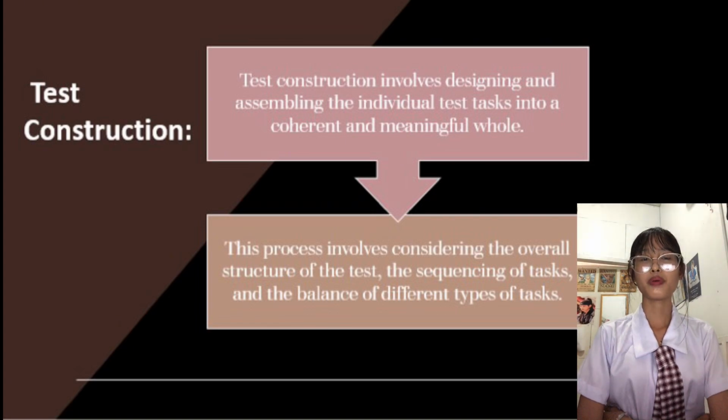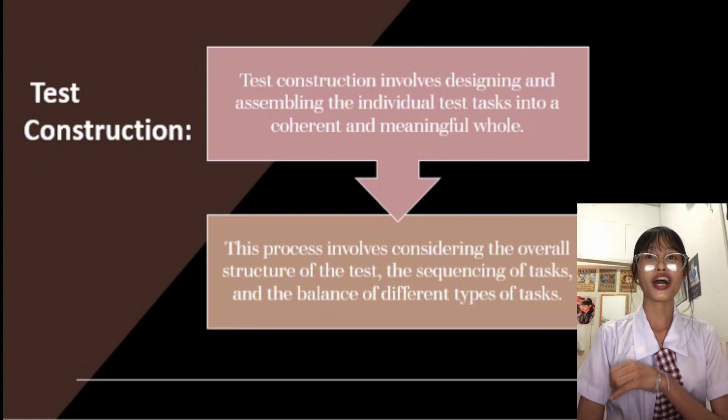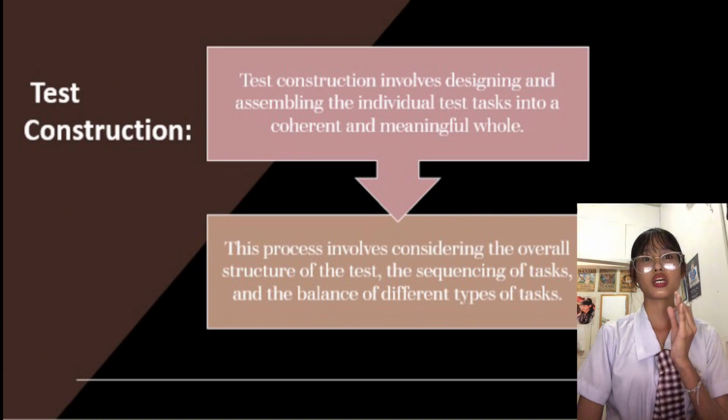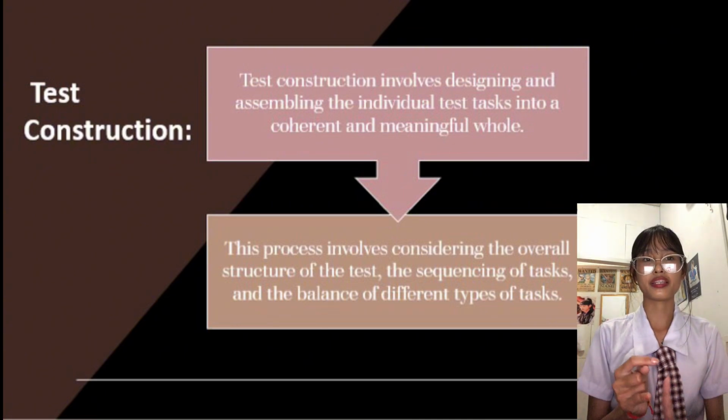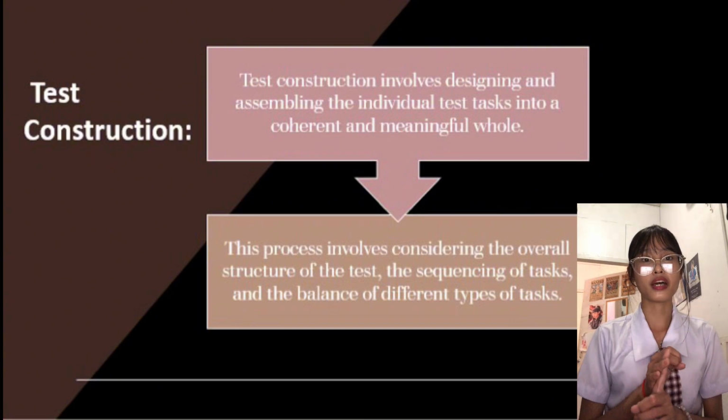An example is that you might start the test with a simple task such as writing a short paragraph, and then gradually increase the complexity of the test, with more challenging tasks such as writing an essay. You might include a variety of task types such as multiple choice, short answer questions, and writing tasks.